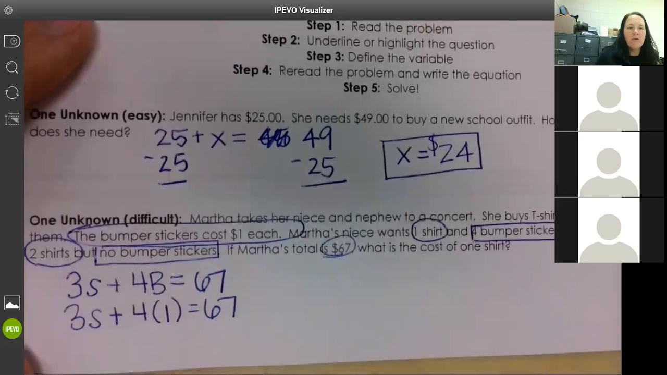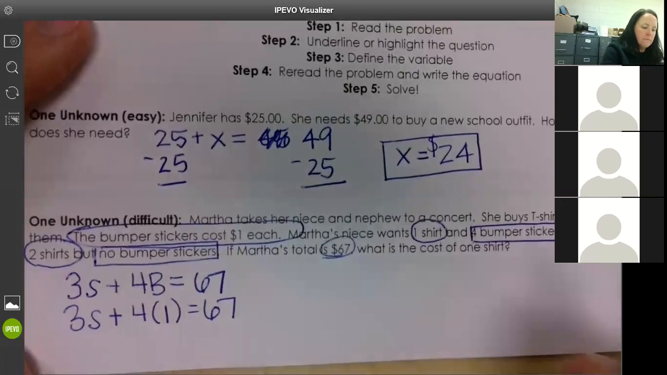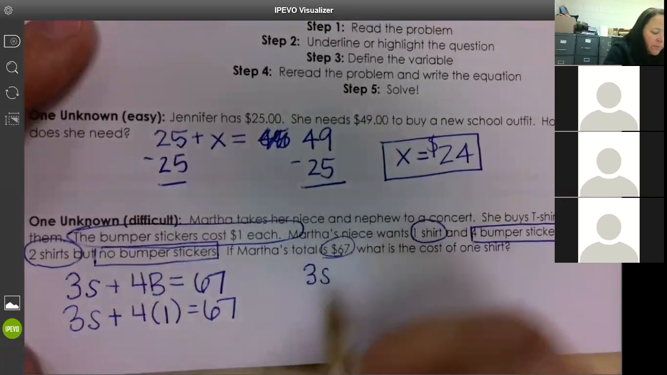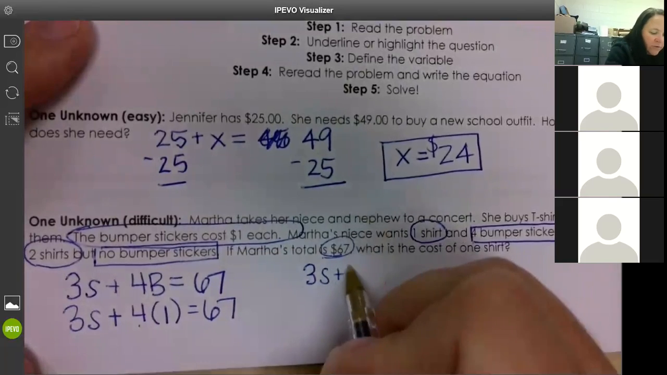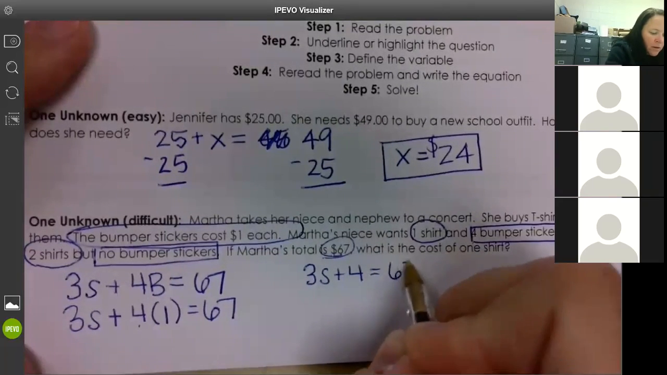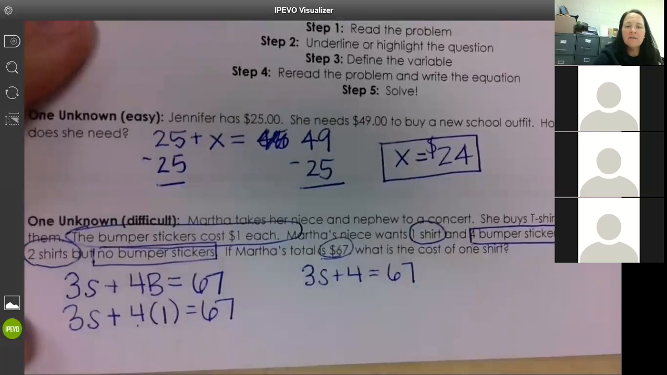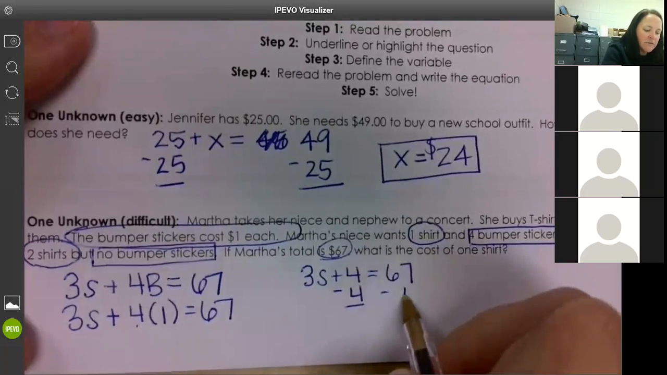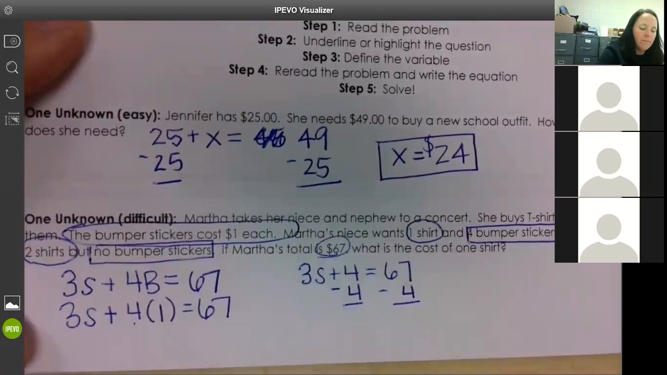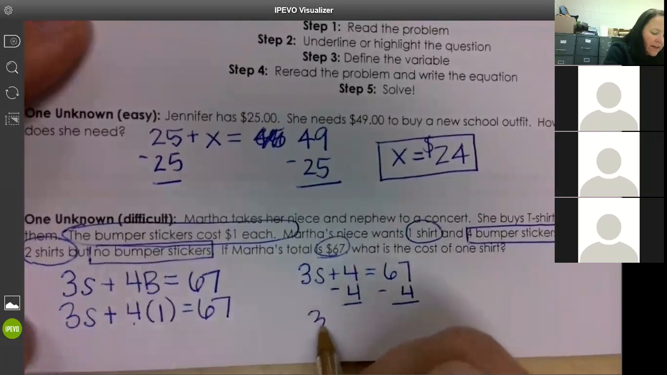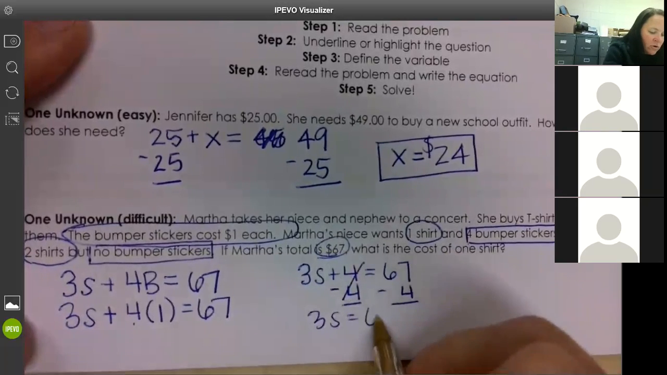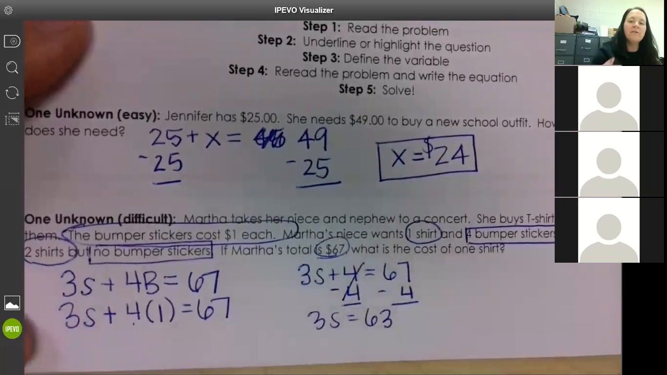Now, how do we solve this equation? Subtract 4 from 67. So I'm going to go ahead and multiply those first so everybody sees where it comes from. 4 times 1 is 4. And then we're solving for S, and 4 is on the same side but not with it. So to get rid of a positive 4, we minus 4. That gives us 3S. The 4's cancel out. Equal 63.